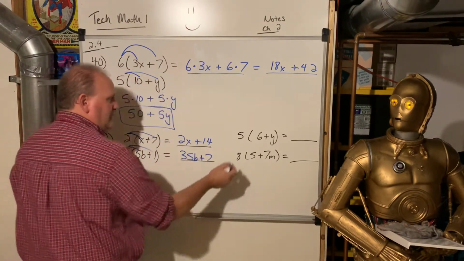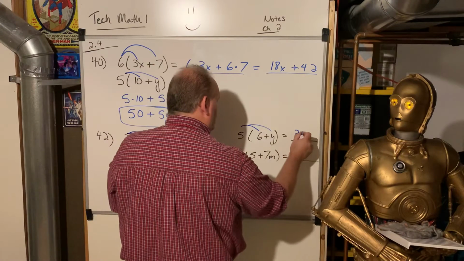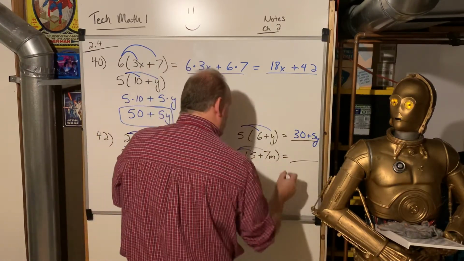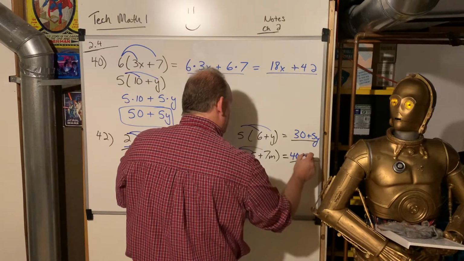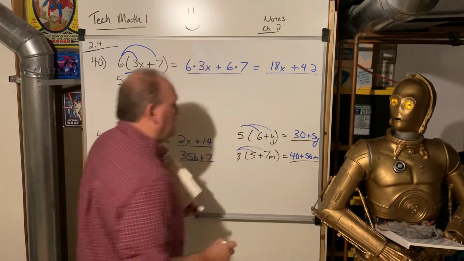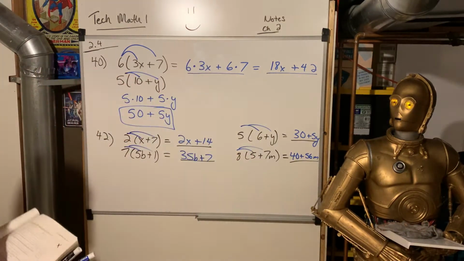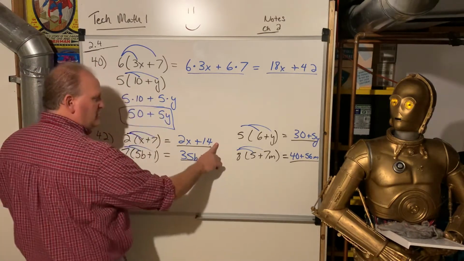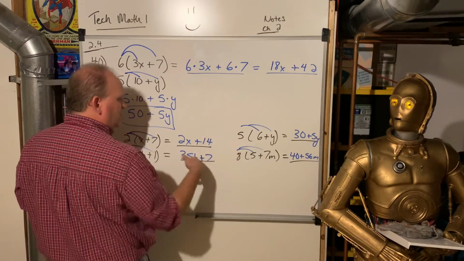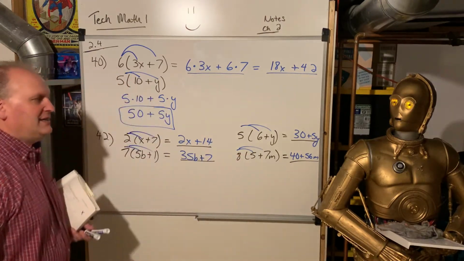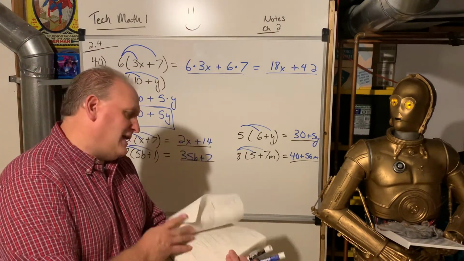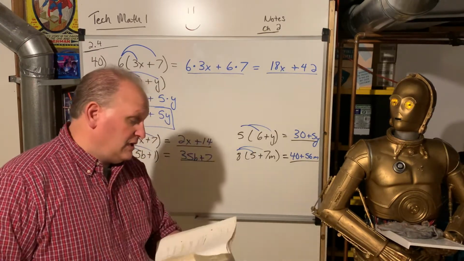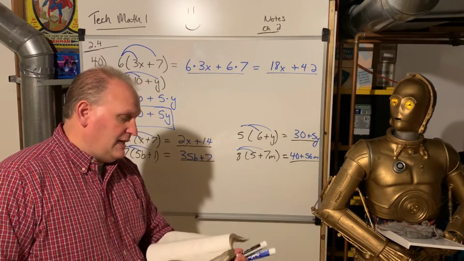35b plus 7, 30 plus 5y, and 40 plus 56m. All right? So we can't do anything with those. Don't make it into an equation where you say equals 0 and move the 14 and divide by 2 or something like that. That does happen a lot in math because it looks similar to what we did before. But make sure not to do that.